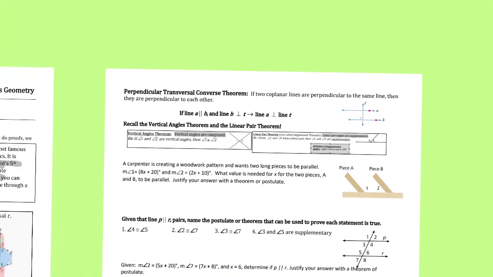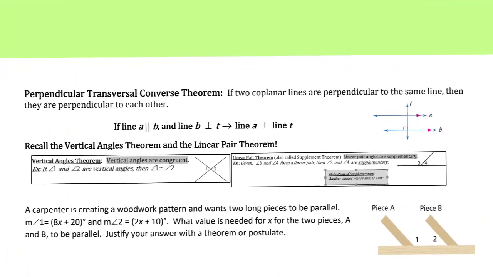Okay. The last theorem that we're going to talk about today is the perpendicular transversal converse theorem. The perpendicular transversal theorem and the converse, again, have the ifs and the thens switched. So the converse we're going to focus on today: if two coplanar lines are perpendicular to the same line, then the original lines are going to be parallel to each other. Okay.